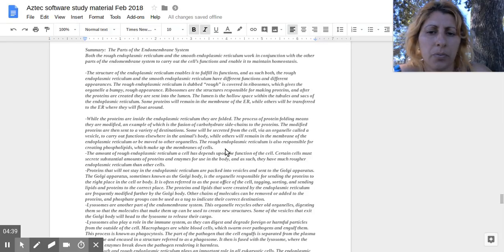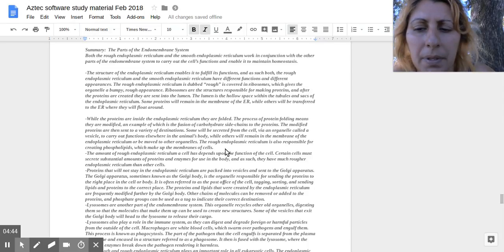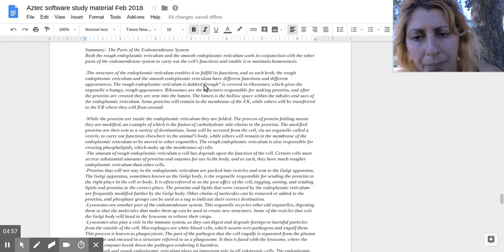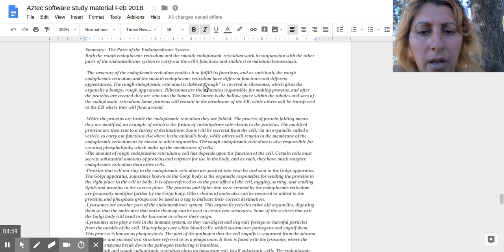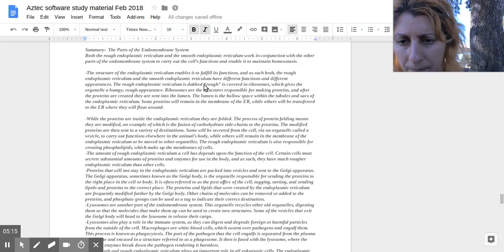Rough ER is dubbed rough because it is covered in ribosomes, which gives the organelle a bumpy, rough appearance. Ribosomes are structures responsible for making proteins. After the proteins are created, they are sent into the lumen, which is the hollow space within the tubules and sacs of the ER, then some proteins remain in the membrane of the ER, while others will be transferred to other locations.